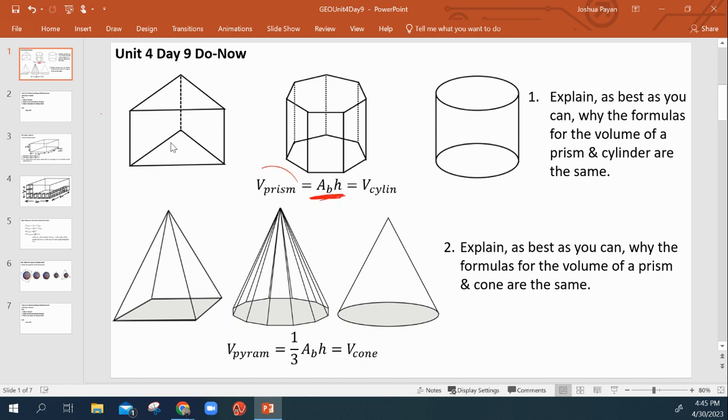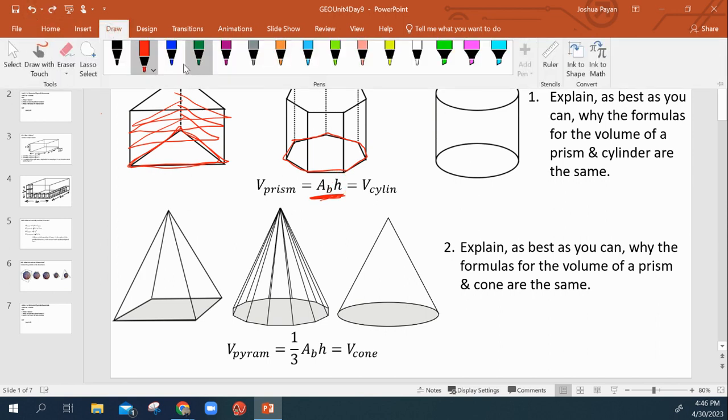Why does this formula apply to both a prism and a cylinder? Well, the answer is simple. If I just keep taking the base of each one of these and I just keep stacking them, I just keep stacking them one on the other, that is literally the area of the base times the height.